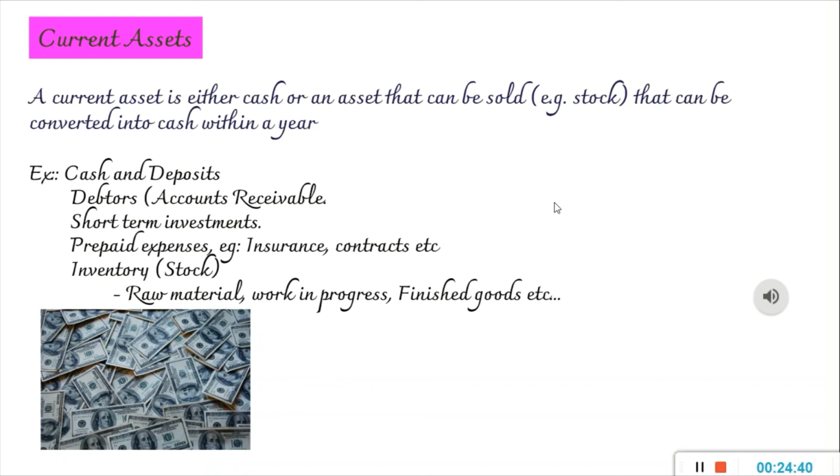So a current asset is either cash or an asset that can be sold, for example stock, that can be converted into cash within a year. So that is called current assets.